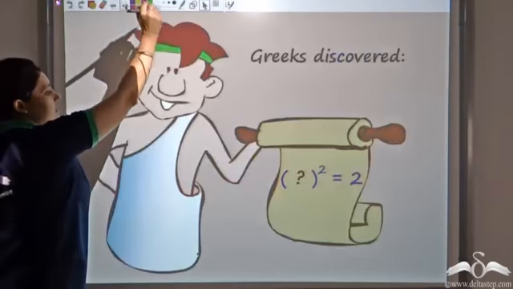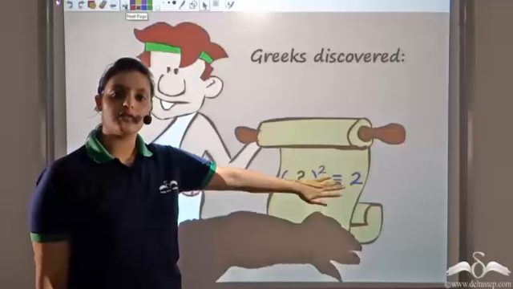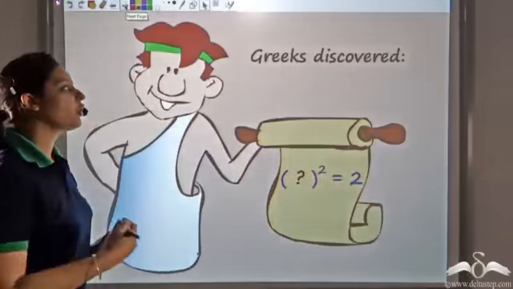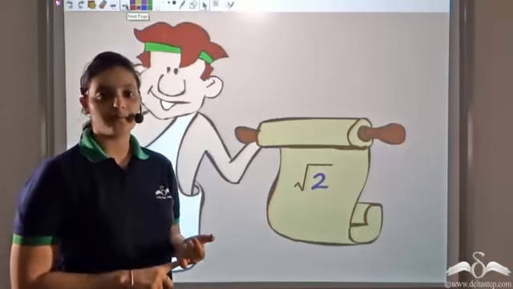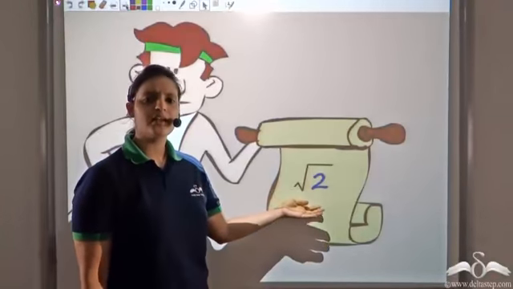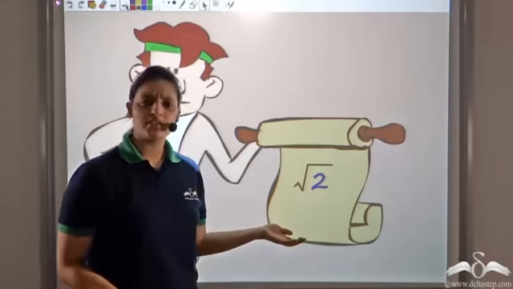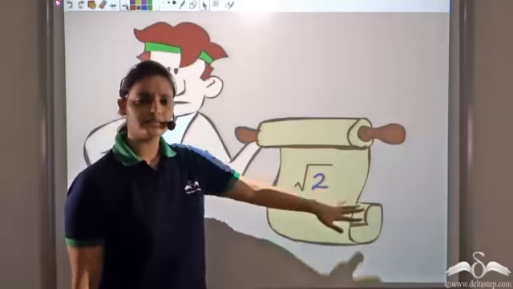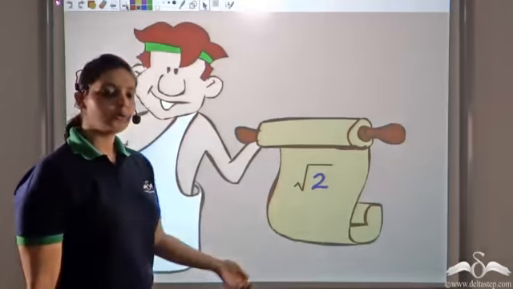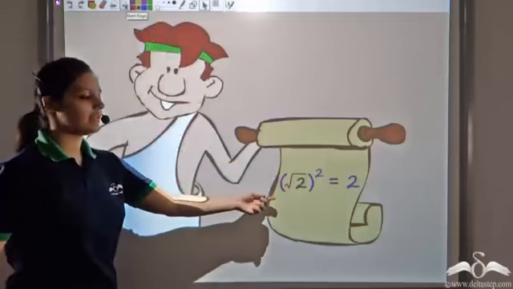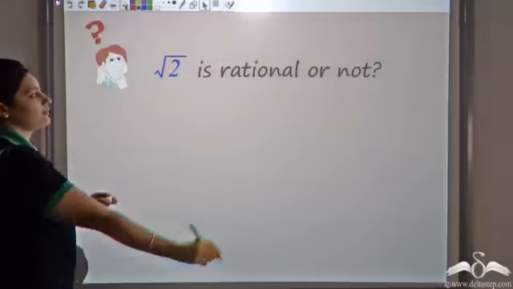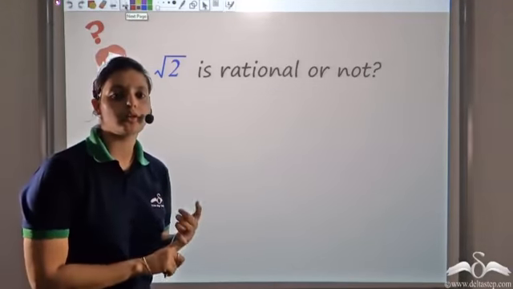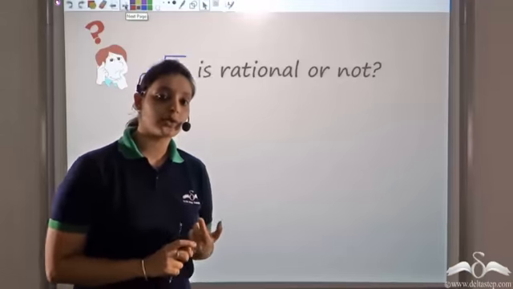Well, Greeks answered this question. They actually found a number which when squared gives us 2, and they called this number under root 2. Who discovered this under root 2? It was said that Pythagoras, the famous Greek mathematician, was credited with this discovery. But some people say that one of his students was actually the one who revealed this number. So this number was called under root 2, and it was said that under root 2 when squared gives us 2. So now the question was whether under root 2 is a rational number or not. Can you answer this question?